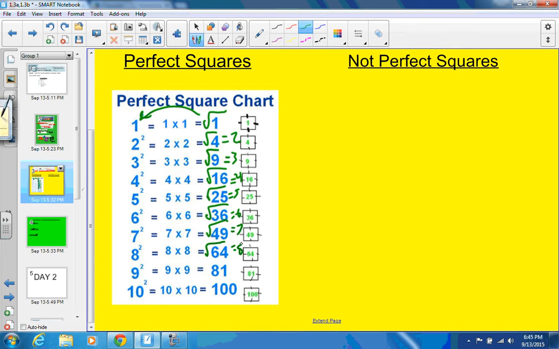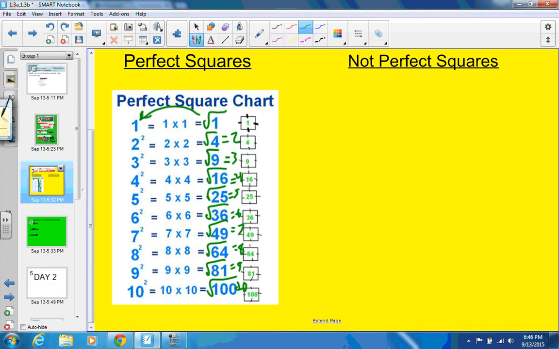If you notice a pattern here, I'm hoping you notice a pattern here, because every time you square a number, so 2 squared gets you to 4, that means the square root of 4 is going to be equal to 2. All the way down to 10 squared, 10 times 10 is 100, so the square root of 100 is 10.